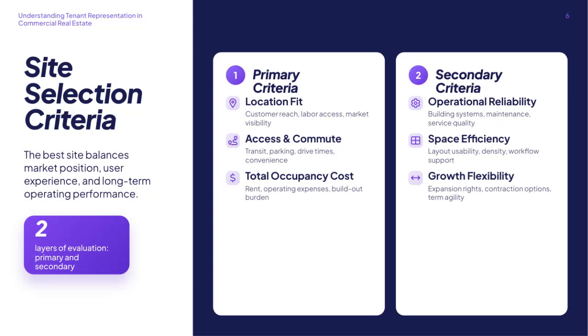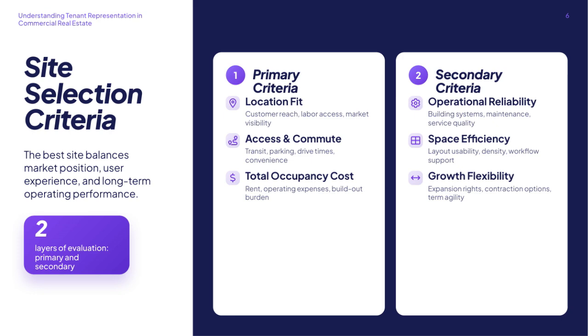When selecting a site, it's crucial to find the right balance between market position, user experience, and long-term operating performance. We evaluate potential sites using two layers of criteria: primary and secondary. The primary criteria focus on the fundamental aspects that impact the site's suitability. This includes location fit, which covers how well the site reaches customers, access to labor, and the visibility in the market. We also consider access and commute factors, such as transit options, parking availability, drive times, and overall convenience for users. Lastly, total occupancy cost is a key factor, which combines rent, operating expenses, and any build-out costs.